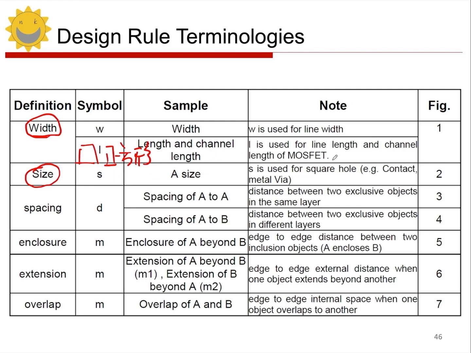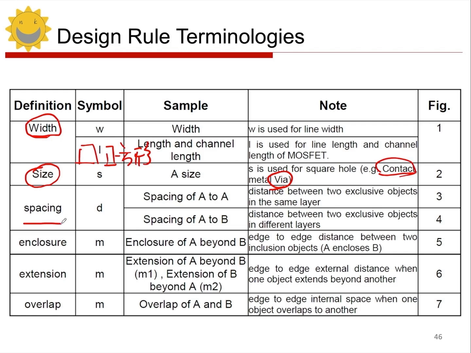Next, the third concept is spacing, which refers to the distance between two layers. This distance can be between layers at the same level or different levels. So there can be a distance between two layers at the same level, and there can also be a distance between different levels. The fourth concept is enclosure, which directly translates to wrapping.